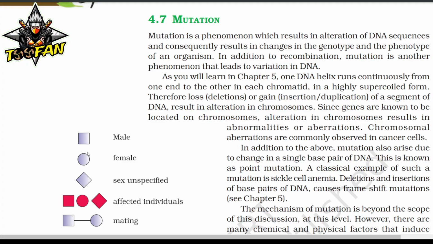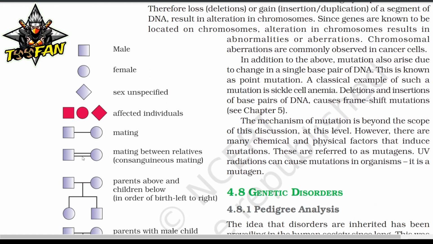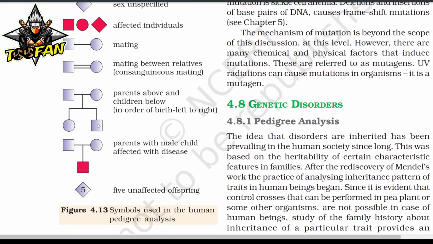Deletion and insertion of base pairs in DNA cause frameshift mutation. The mechanism of mutation is beyond the scope of this discussion at this level. However, there are many chemical and physical factors that induce mutation. These are referred to as mutagens. UV radiation can cause mutation in organisms. It is a mutagen.